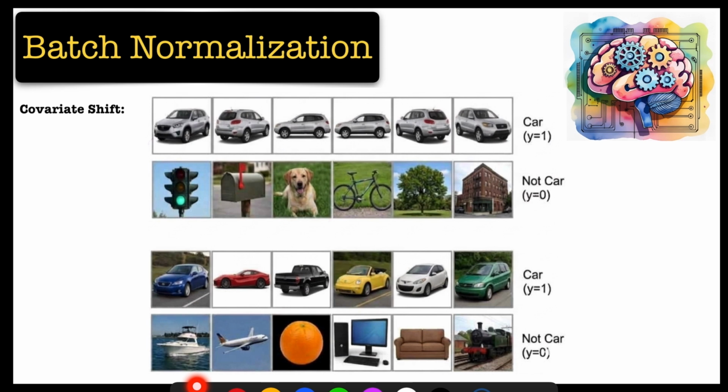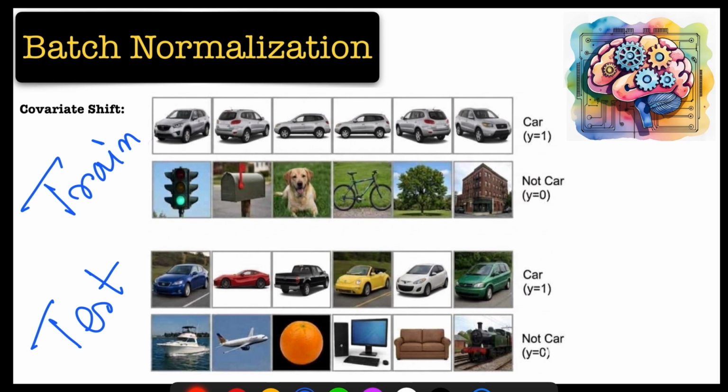Now let's say one more example here. We have car and non-car data. Let's say this is training time and this is test time. At training time we got this car data and non-car data, and it found some decision boundary. At test time we got colored cars and non-cars. At test time also it is able to distinguish car and non-car. But this model might not work well in real world cases, because the data distribution is somewhat changing.